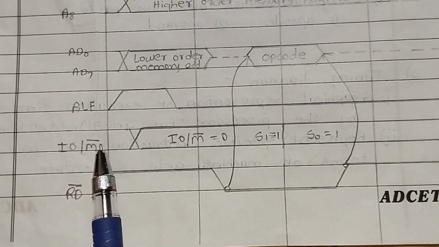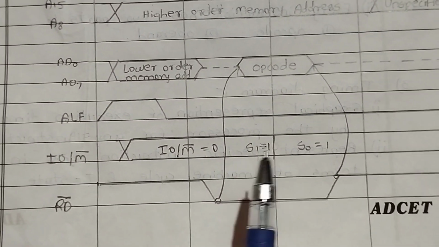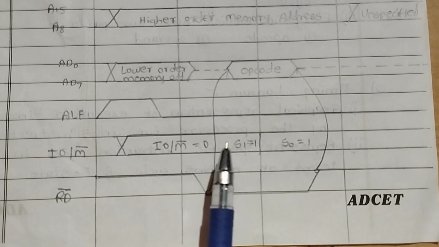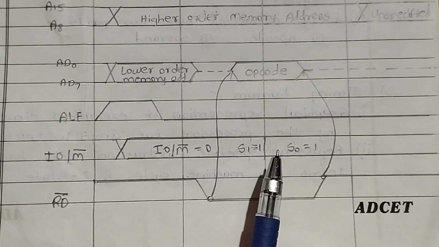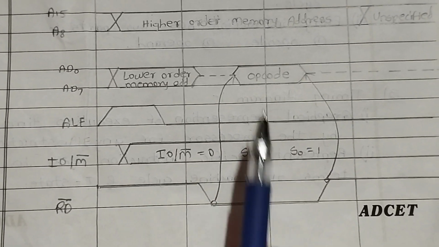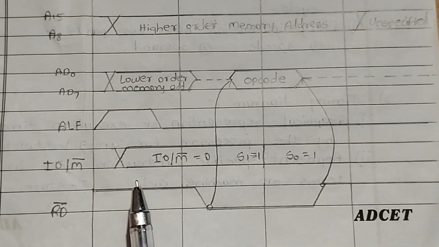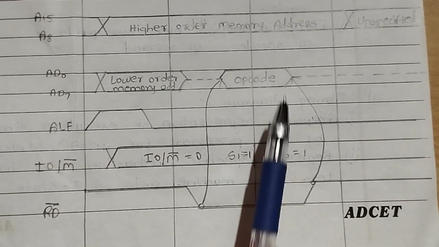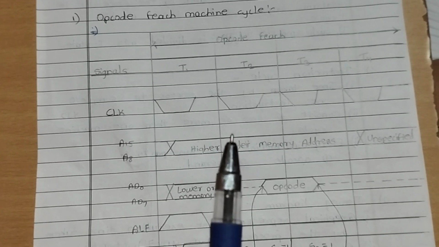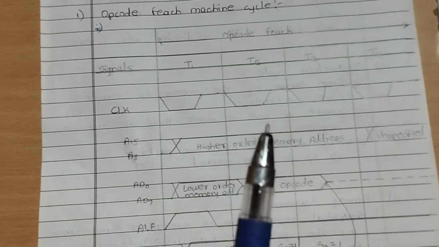Then the IO/M bar, S1 and S0 signals. For the opcode fetch, IO/M bar is equal to 0, S1 is equal to 1 and S0 is equal to 1. This is the same for all the opcode fetch machine cycles, so store it in your mind. When the opcode is read, the read bar goes low, otherwise it is high. To read our opcode, the read signal goes low. All these machine cycles we will draw step by step when we solve the instructions.